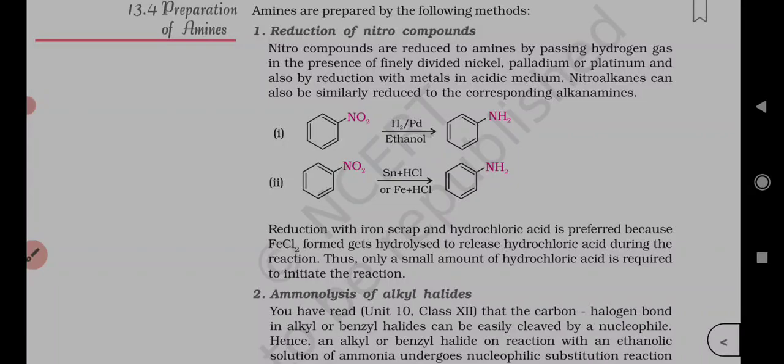Now let's start with preparation of amines. Amines are prepared by the following methods. Reduction of nitro compounds. Nitro compounds are reduced to amines by passing hydrogen gas in the presence of finely divided nickel, palladium or platinum, and also by reduction with metals in acidic medium. Nitroalkanes can also be similarly reduced to the corresponding alkanamines.